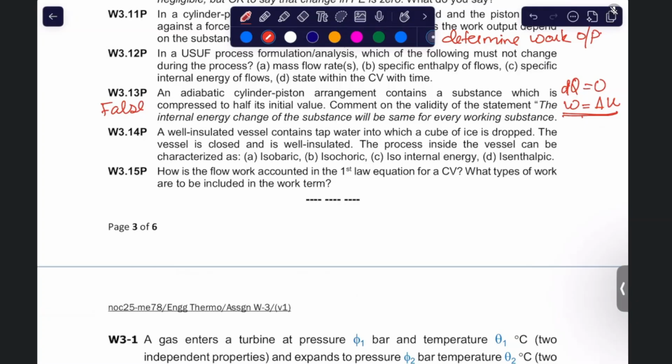Next is: a well insulated vessel contains tap water into which a cube of ice is dropped. The vessel is closed and is well insulated. The process inside the vessel can be characterized as isobaric, isochoric, isointernal energy, or isenthalpic. So well insulated and closed means there is no heat and mass exchange with the surroundings. Pressure inside may or may not be constant, because the water plus ice system might be at nearly constant pressure if the vessel is not rigid.